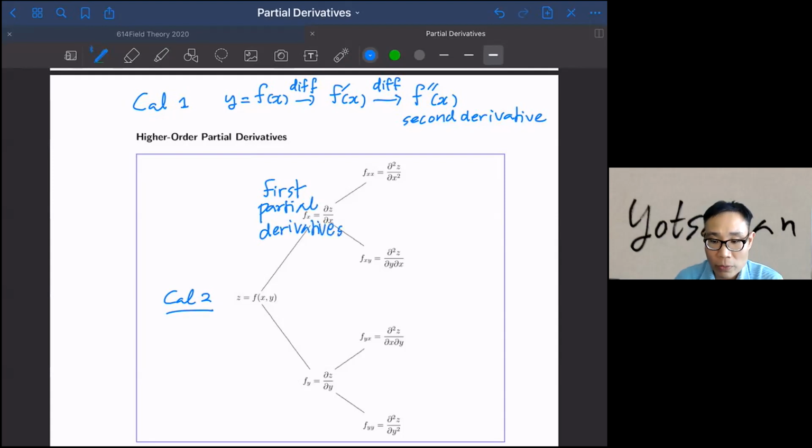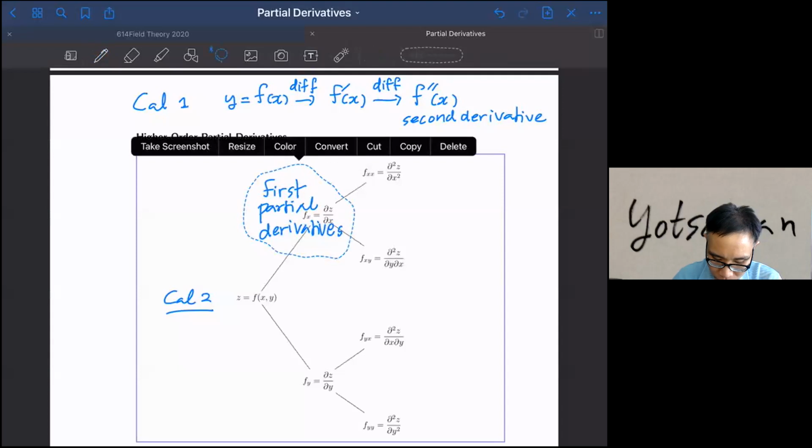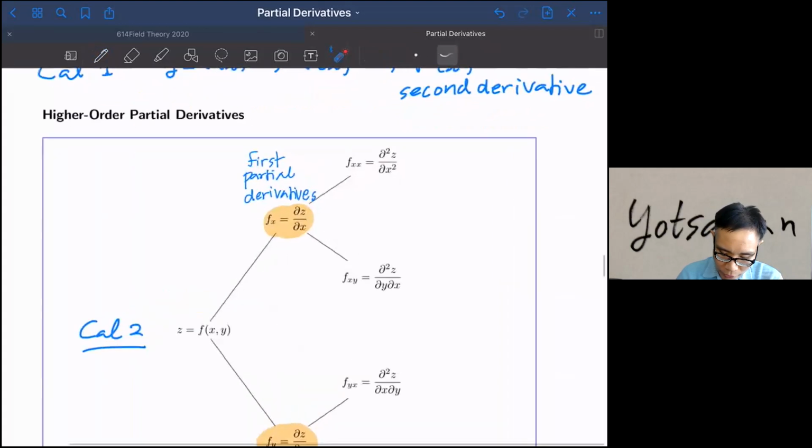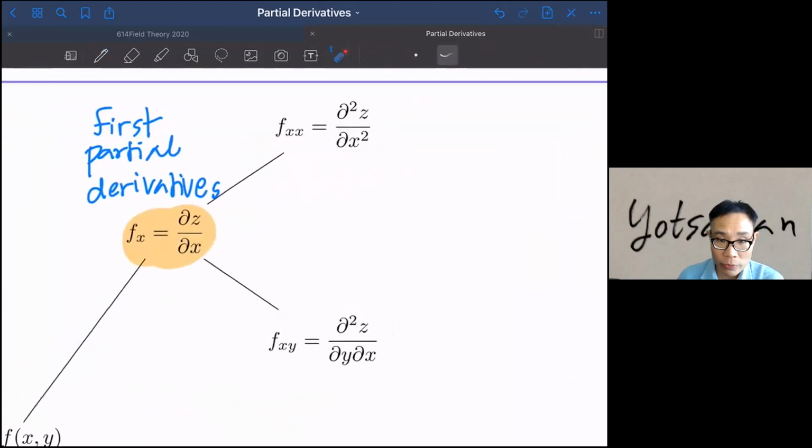Okay, so in this one, you have the first partial derivatives, and they turn out to be this guy and this guy, with respect to y and with respect to x. They are functions, so we're going to be able to differentiate this guy and this guy again with respect to x and with respect to y. So you see the notation, let me enlarge this one a little bit.